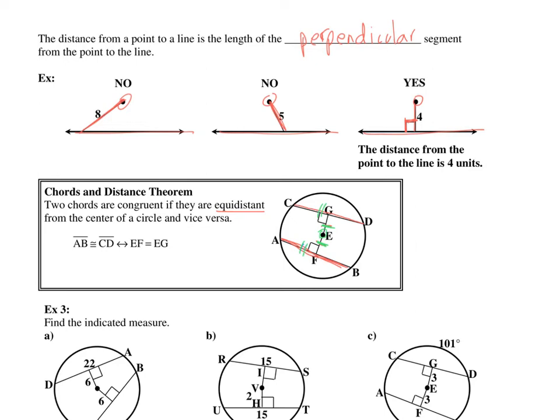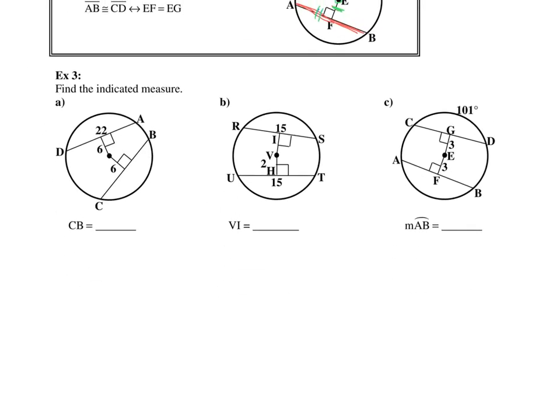All right, let's do some examples. Example 3, find the indicated measure. Well, I have two chords here. They are both 6 units away from the center of the circle, so the two chords are identical. They both measure 22 units. For part B, here I have a chord that's 15 units long, another chord that's 15 units long. So they must be the same distance from the center of the circle. VI and VH are the same length. For part C, I have two chords that are equidistant from the center of the circle, so the chords are the same length. So if the chords are the same length, then we know that their corresponding arcs are the same measure. So that's 101 degrees. This is 101 degrees.